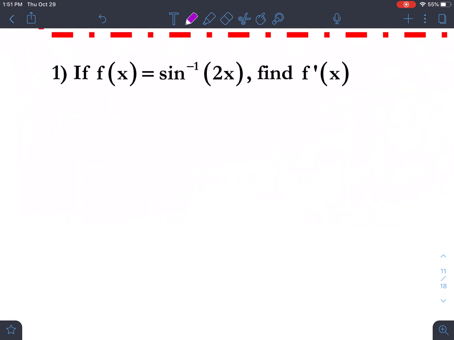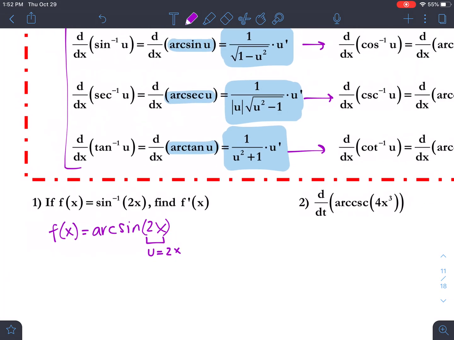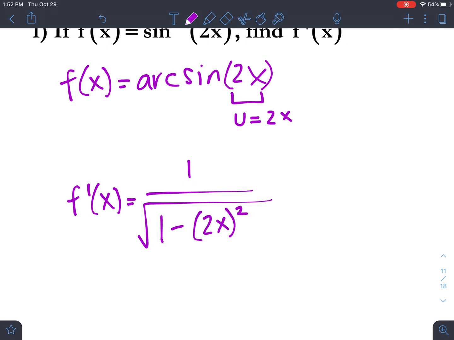So take a look at the first one. Again, I'm going to rewrite this as arc sine. You don't need to, just a thought. We're going to find f prime, so the derivative of an inverse trig function. This is that u value, 2x. If you scan up here to arc sine, I'm just reading off that first one, f prime would be 1 over the square root of 1 minus u squared. So 1 minus 2x squared, the whole thing squared, times the derivative of u, so times 2.